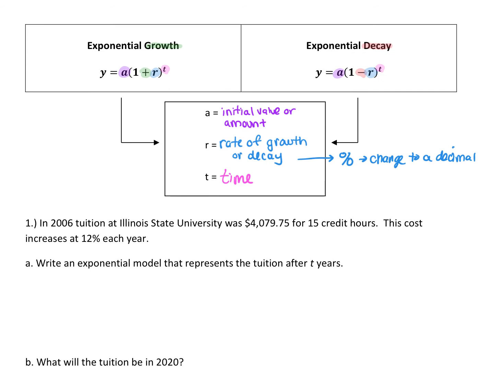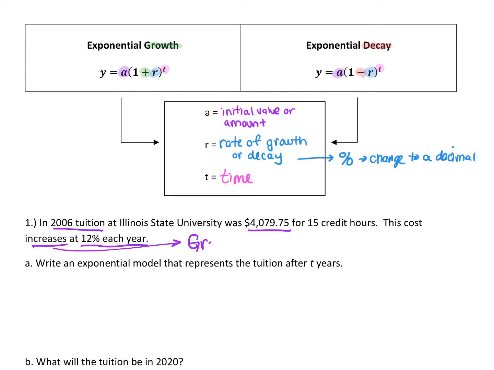All right, let's put this into action, looking at our first problem. In 2006, tuition at Illinois State University was $4,079.75 for 15 credit hours. This cost increased 12% each year. So if we're increasing, that means we're talking about growth. So I'm going to be using this formula. Write an exponential model that represents the situation.